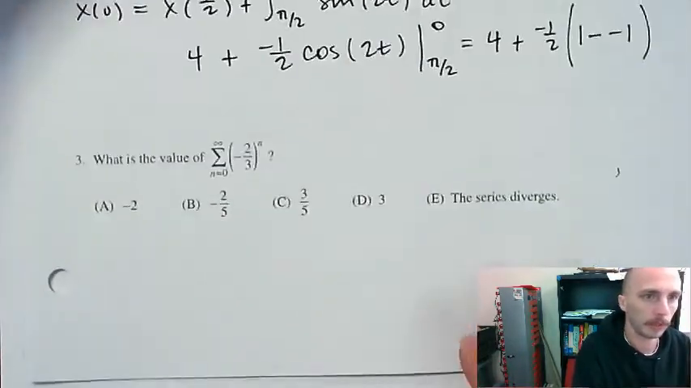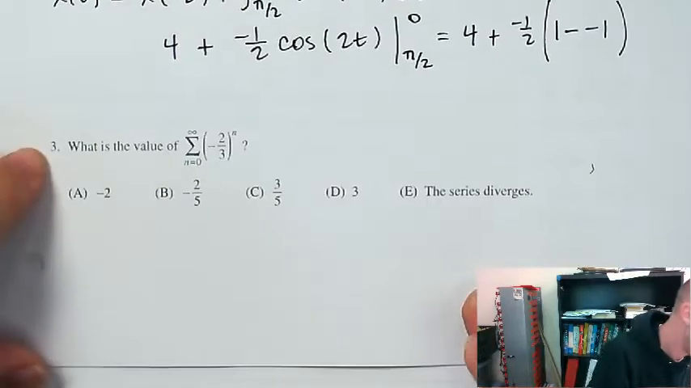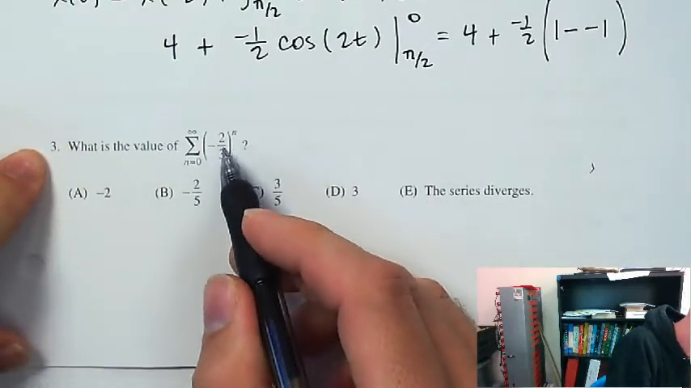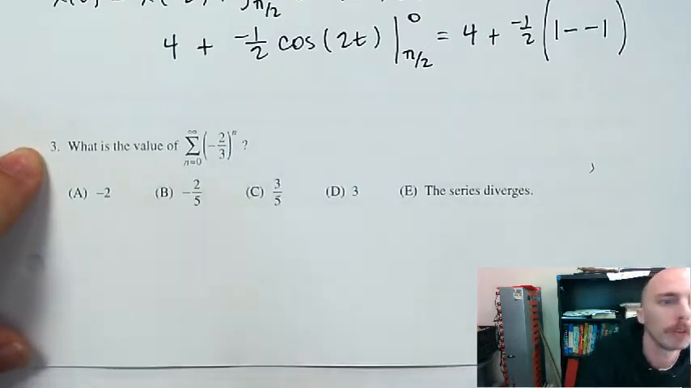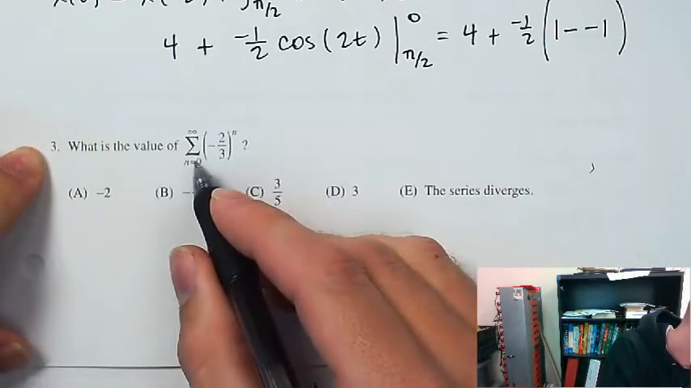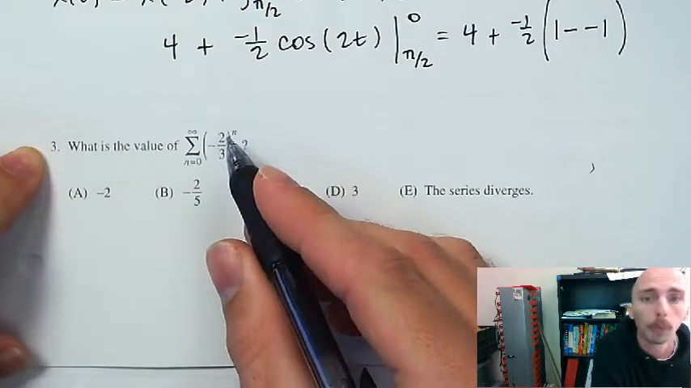All right, what's the value of the sum of (−2/3) to the nth power as n runs from 0 to infinity? Well, this is a geometric series. The common ratio is negative 2/3, which is between negative 1 and 1, so I know that this thing's going to converge. I'm going to know that the first term is (−2/3) to the 0, and that's 1.